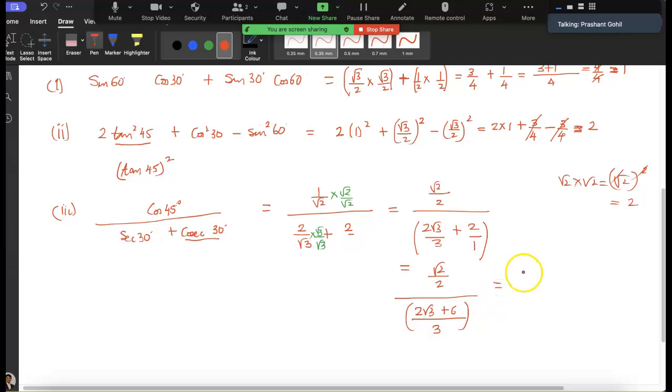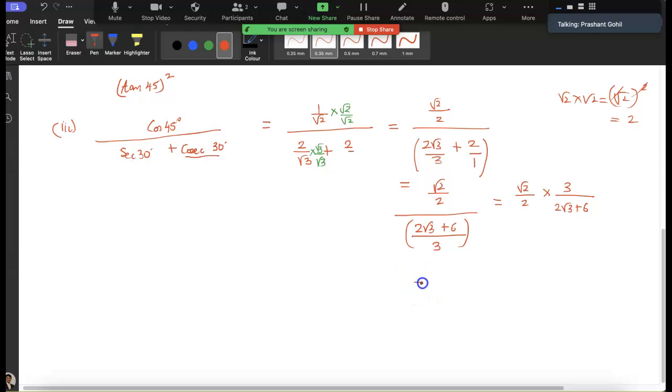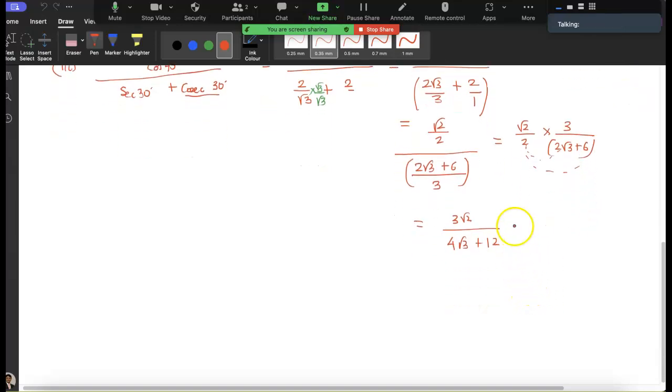Okay? You understand? Any point you don't understand, you stop me. Okay. So basically this is root 2 upon 2. You multiply by the reciprocal, 3 upon 2 root 3 plus 6. Now, what does this become? 3 root 2 upon 4 root 3 plus 12, because you have to multiply 2 by 2 into 2 is 4, 4 root 3, 2 into 6 is 12. Correct?